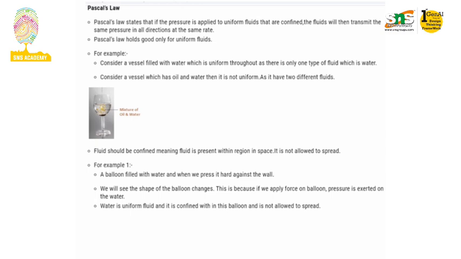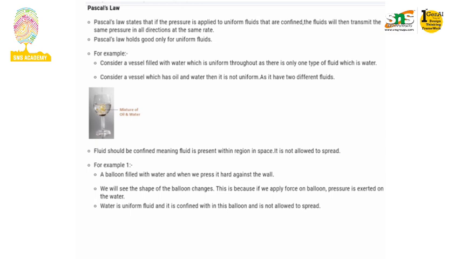Okay, so for example, a balloon filled with water and we press it hard against the wall, what will happen? It will definitely spread. We will see the shape of the balloon changes. This is because when we apply force on the balloon, pressure is exerted on the water. Water is a uniform fluid and it is confined within this balloon and it is not allowed to spread. So we will see the shape of the balloon changes. This is because of the pressure that is given by us.